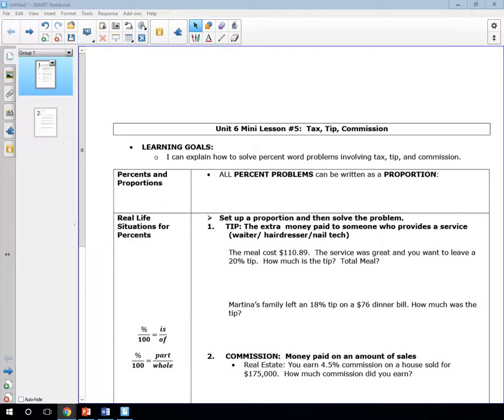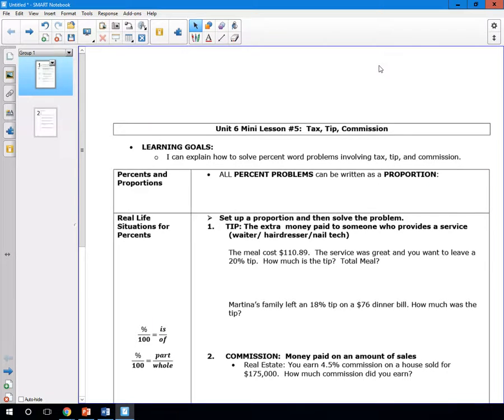On today's episode of the Kearney Math Show, we are going to be featuring tax, tip, and commission. So if you will go ahead and write at the top of your mini lesson that this is entry number 6. Mini lesson 5 is entry number 6. And today's learning goal is that you should be able to, by the end of today, solve percent word problems involving tax, tip, and commission.